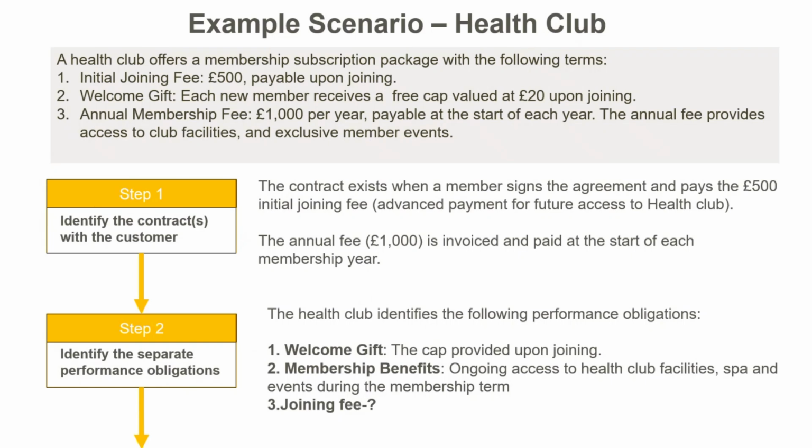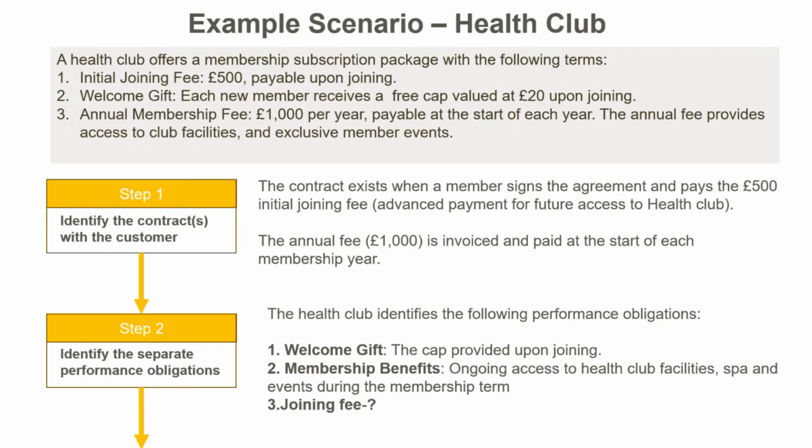So, step 1, identify the contract with the customer. As I said earlier, this is the most straightforward step. The contract exists when the member signs the agreement and pays the £500 initial join-in fee. So very straightforward to identify that, so I don't need to go into any more detail. Step 2 is identify the separate performance obligations. This is probably one of the more challenging areas of the standards.